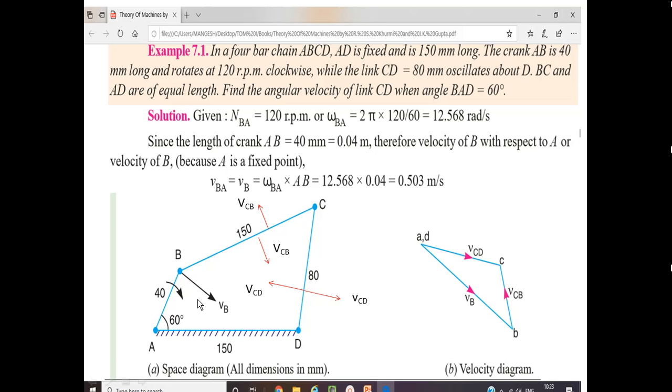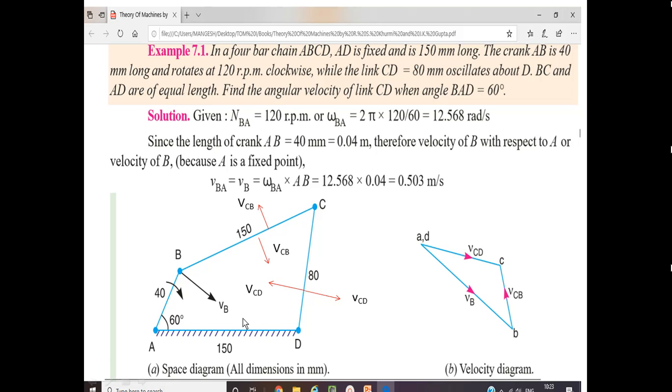I know the direction of the velocity of B relative to A, which is perpendicular to the link AB, and I know its magnitude, so I can draw the vector. For a vector, two parameters are required: a direction and a magnitude. The direction is perpendicular to the link AB, so in this direction. And the magnitude is 0.503 meter per second, which after using the scale of 1 to 0.1 meter per second is equivalent to 5 centimeters. So I am able to draw the vector for the velocity of B relative to A.